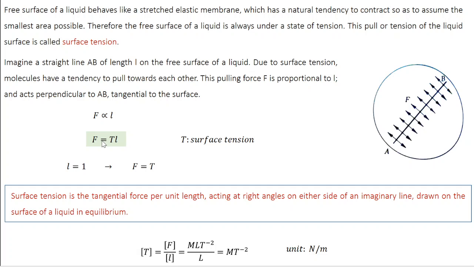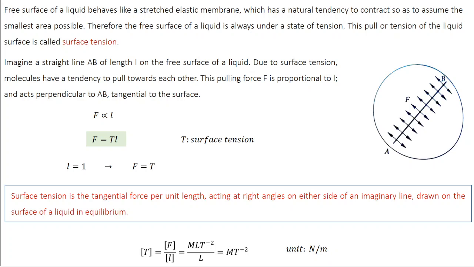Now from this equation, I can give a definition to surface tension. For example, when L equal to 1, F is equal to T. So surface tension is defined as the tangential force per unit length acting at right angles on either side of an imaginary line drawn on the surface of a liquid in equilibrium. So from this equation, I can write T equal to F by L. The unit of force is Newton, unit of length is meter. So the SI unit of surface tension is Newton per meter.